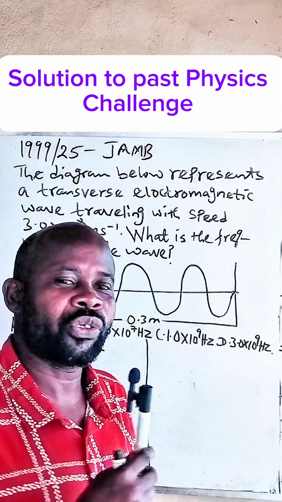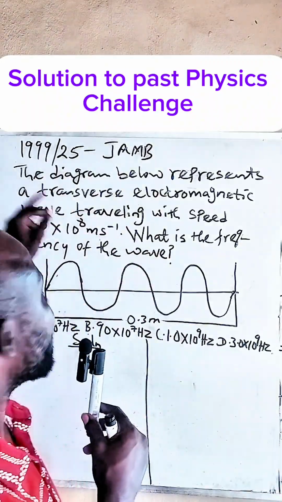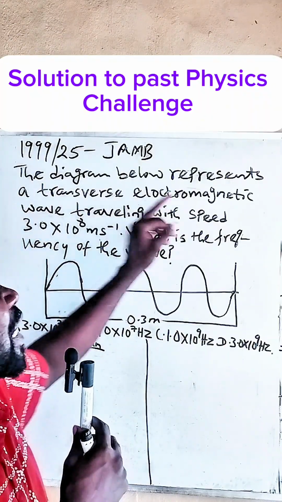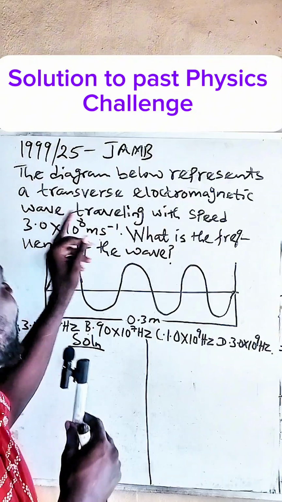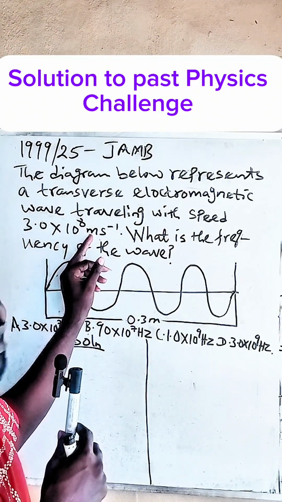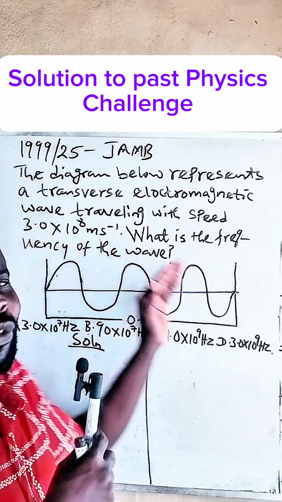Want us to pay attention and see how questions like this are answered. Now, I read the question. The diagram below represents a transverse electromagnetic wave traveling with speed 3.0 times 10 raised to power 8 meter per second. What is the frequency of the wave?